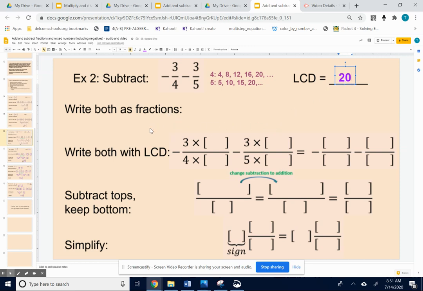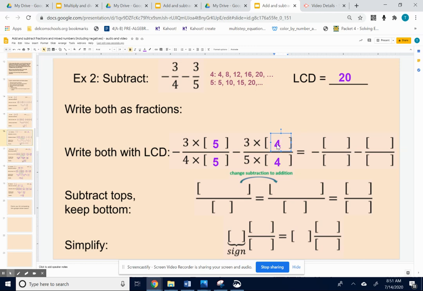Okay, so my next step is to write both of these fractions with the new denominator of 20. Notice my problem's already there for you. My negative 3/4, my subtract sign, and my 3/5. So just think about what do you have to multiply by? What do you have to multiply 4 by to get 20? That'd be 5. So you got to do that on the top and the bottom. Second fraction. What do you have to multiply 5 by to get 20? That'd be 4. So multiply the top and the bottom of the second fraction by 4.